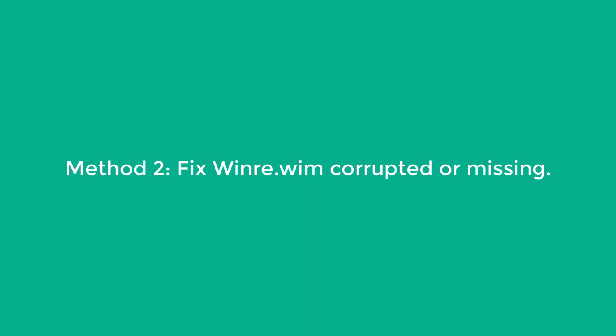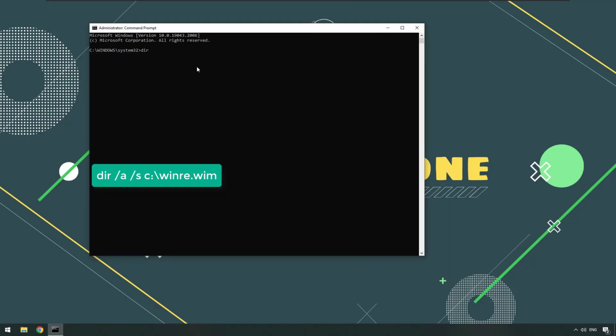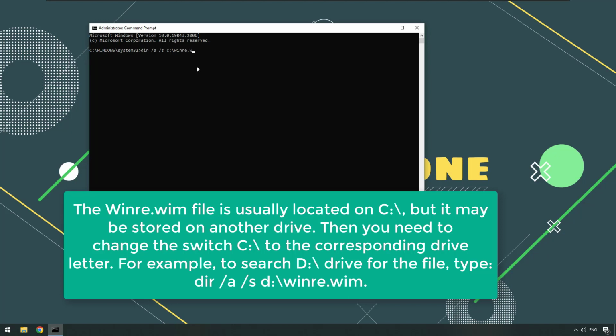Method 2. Fix winre.wim corrupted or missing. In the command prompt window, type dir /s /a c:\winre.wim and hit Enter. The winre.wim file is usually located on C, but it may be stored on another drive. Then you need to change the letter C to the corresponding drive letter.